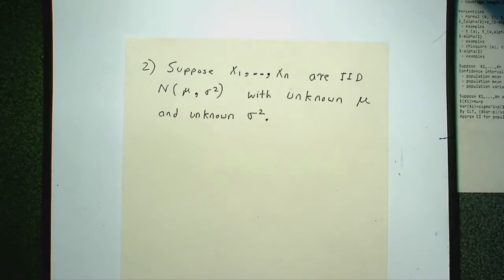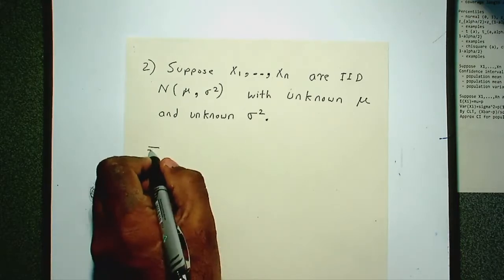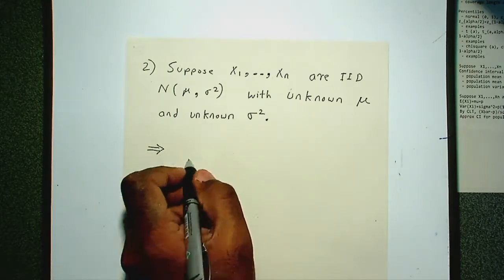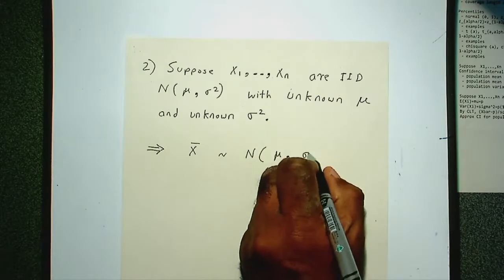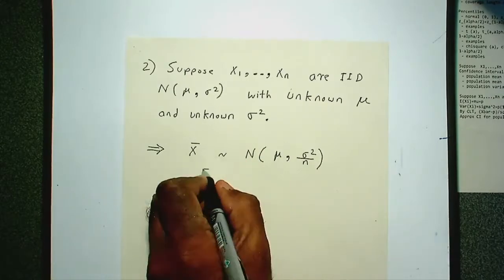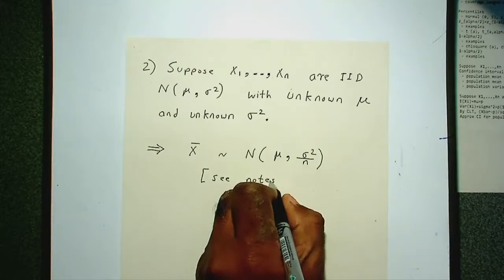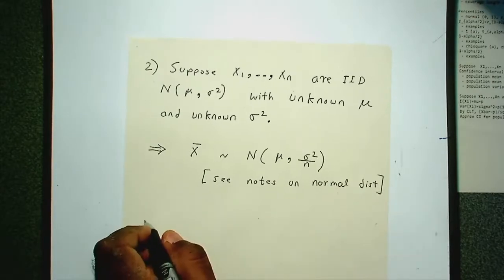So this is case number two, where both the population mean, which is mu, and the population variance, which is sigma squared, are unknown. And we want to construct a confidence interval for mu. Now, this is where you really need to remember what I taught you. The first thing you should remember is this. You probably remember this from the normal distribution.